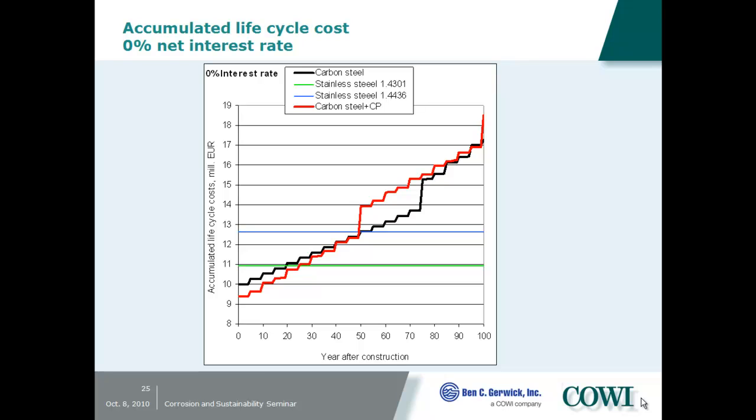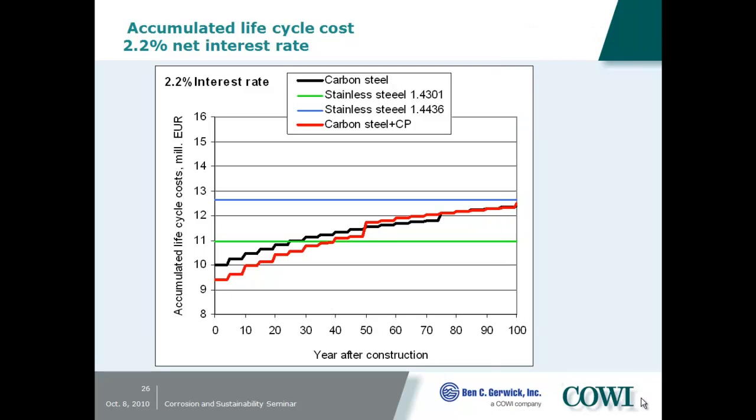If we look at the time of construction, it would be cheaper to install cathodic protection. But when you look at the end of service life based on 0% net interest rate, the optimum solution would be stainless steel in this case, based only on economy. If we look at 2.2% interest rate, you can see the curve flattens out. And that's a break-even point for what is the cost optimum, at least for the high-grade stainless steel.